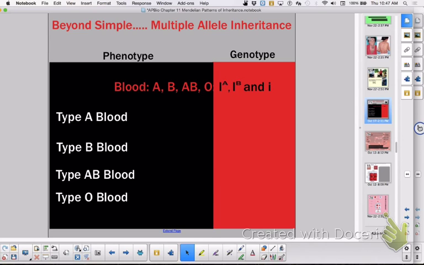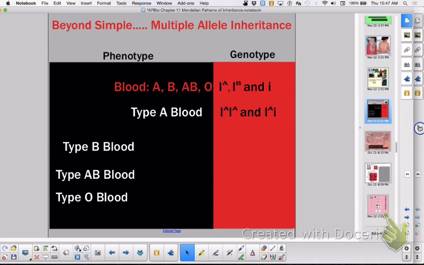Is one of them a homozygote and one of them a heterozygote? Okay, so you could get big IA, big IA, and be homozygous for type A blood, or big IA, little i. Big I is still dominant over little i, right? And you could be a heterozygote for type A blood. Now, what are your options for type B? Yes, same as before, right? Okay, and how about AB blood?